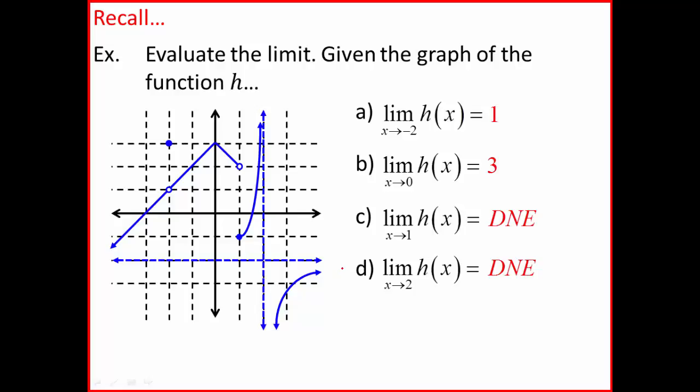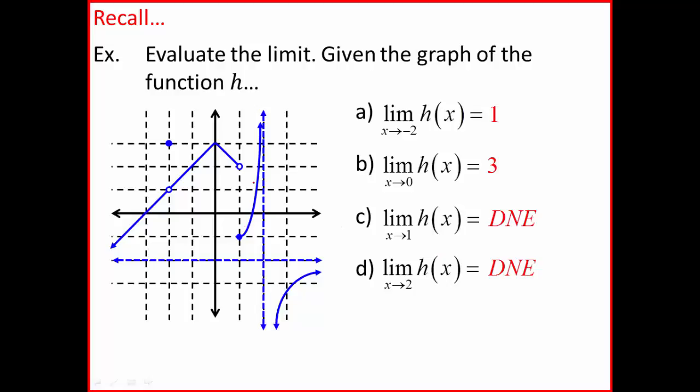Now, hopefully you'll recall from the previous lesson where we looked at this particular example, specifically focusing on question D, limit as x approaches 2. We looked at the graph and we saw a vertical asymptote. The left side of the graph goes up forever, the right side of the graph went down forever. Since the left side and right side didn't agree, we simply said that the limit does not exist. But there's a little bit more to it than just this.